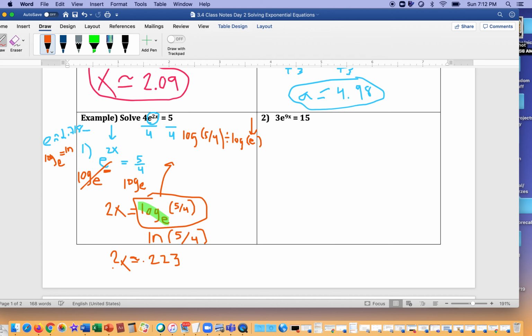And then last step, we divide by 2. So we get about x is approximately 0.112. Okay, so this is video number 1 because it's about to cut off.